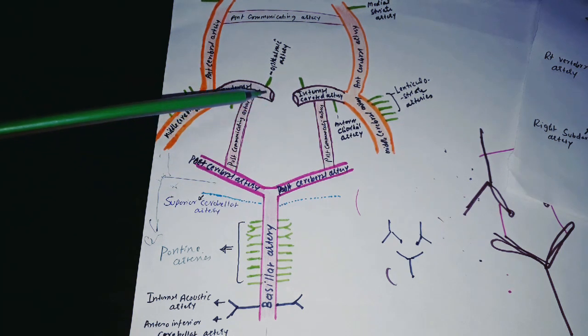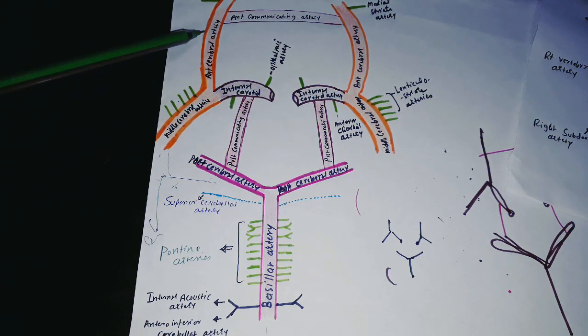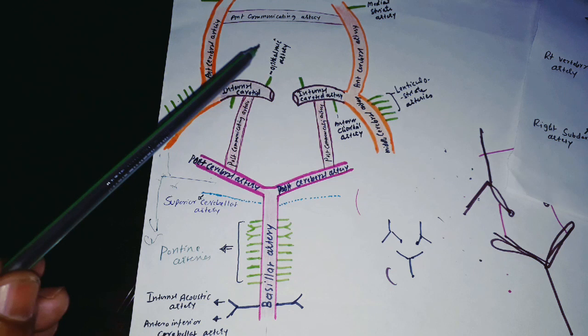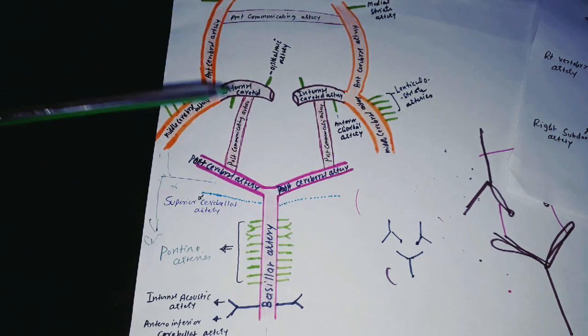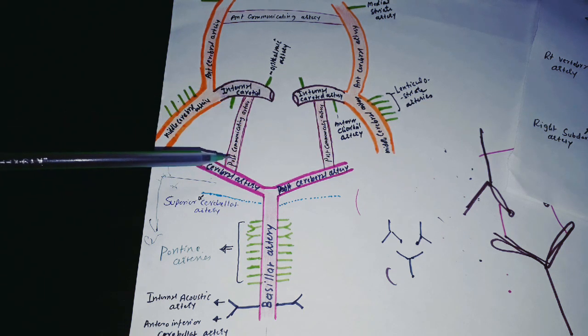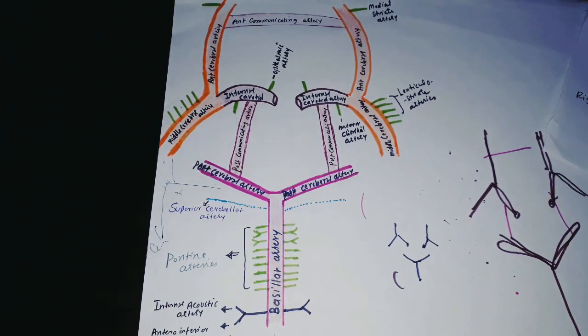And as the internal carotid artery gets inside the skull, it will divide into two main branches. This is called middle cerebral artery and this is called anterior cerebral artery. Now there will be communication between the anterior cerebral arteries, called the anterior communicating artery, and there will be communication between internal carotid artery and posterior cerebral artery, called the posterior communicating artery. Now we understand the circle of Willis. So you see this whole is now the circle of Willis.